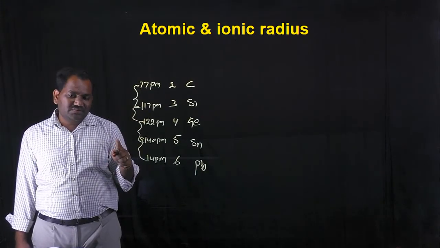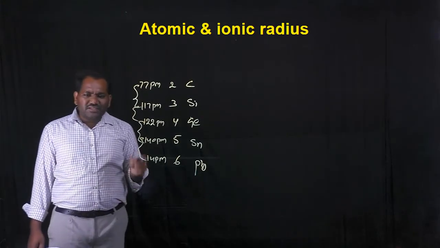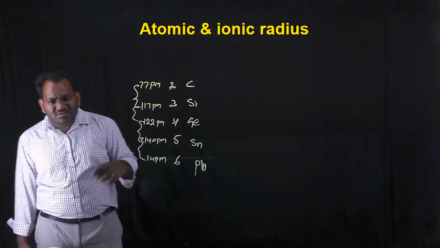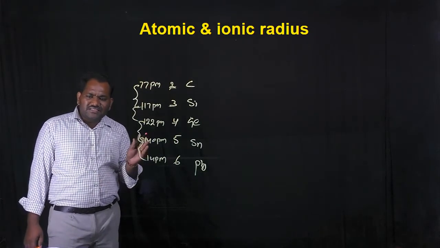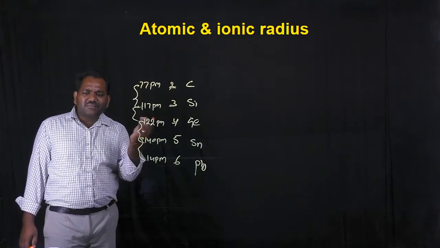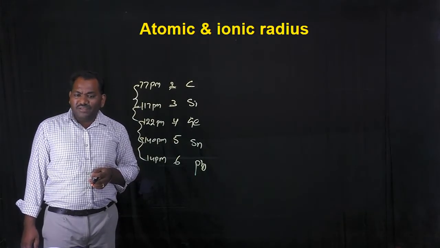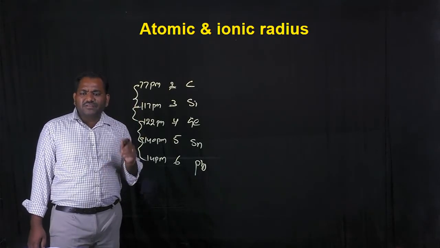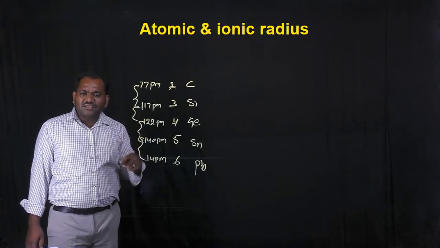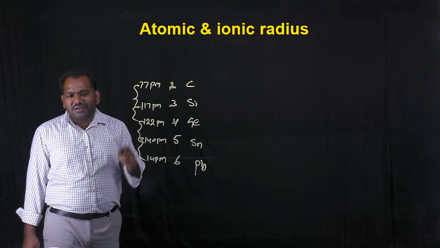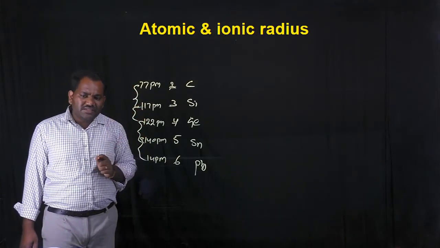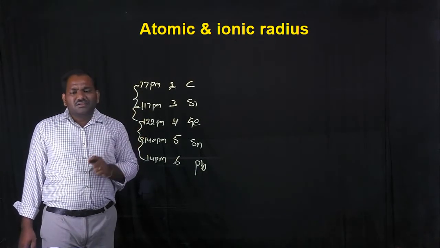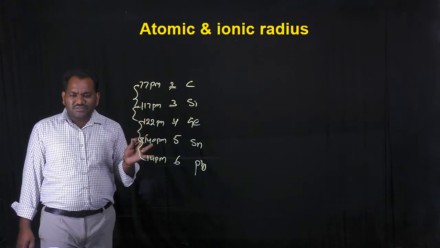Why? Because electrons enter different shells, second, third, fourth, fifth, so size would automatically increase drastically. But here size is not increased drastically, just a little bit. Why? Because the inner orbit electrons exhibit poor shielding. That's why the electrons in the outermost orbit are strongly attracted by the nucleus, and the size does not increase that much.